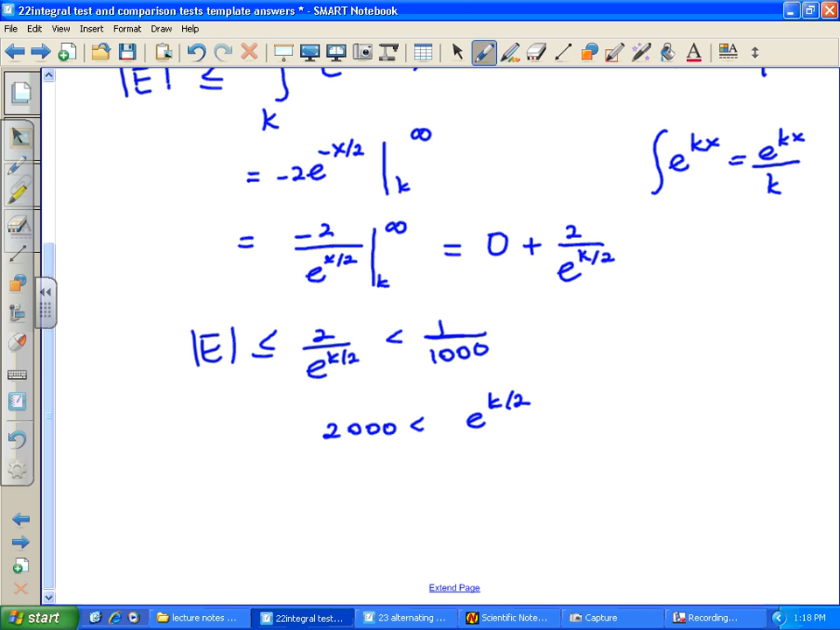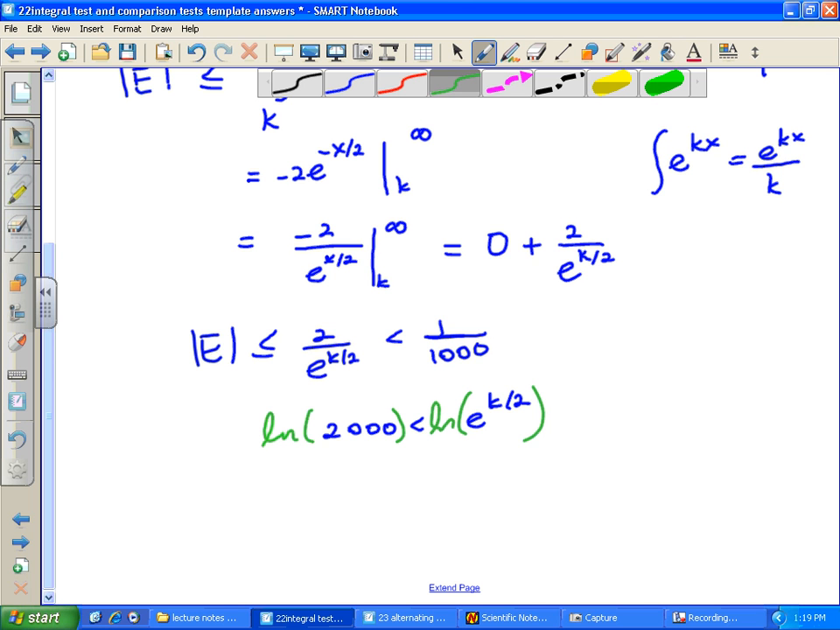Now here's a challenge. We're supposed to solve this inequality for k. How do I go from here? What should I be doing? The unknown is in the exponent. Yes, apply the natural log to both sides. Good suggestion. So apply ln to both sides to bring that unknown down. Ln of this equals ln of that. And now bring the k over 2 down on the right-hand side. K over 2 times ln e is just going to give you k over 2. And what is ln of 2,000, by the way? What is ln of 2,000?